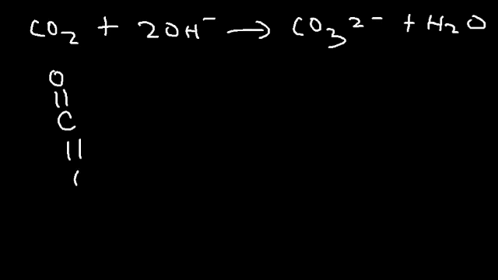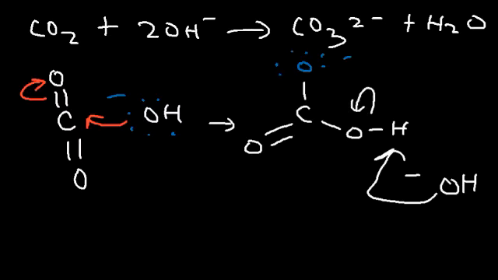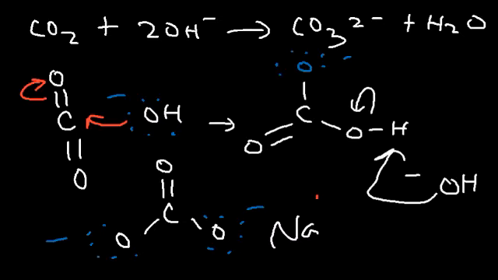So here's carbon dioxide. It has a partial positive charge, and hydroxide is going to act as a nucleophile. It's going to attack the carbon, breaking one of the pi bonds. Now another hydroxide ion is going to take away this hydrogen, producing a water molecule. And so now you have the carbonate ion, which looks like this. And it can pair up with two sodium ions.